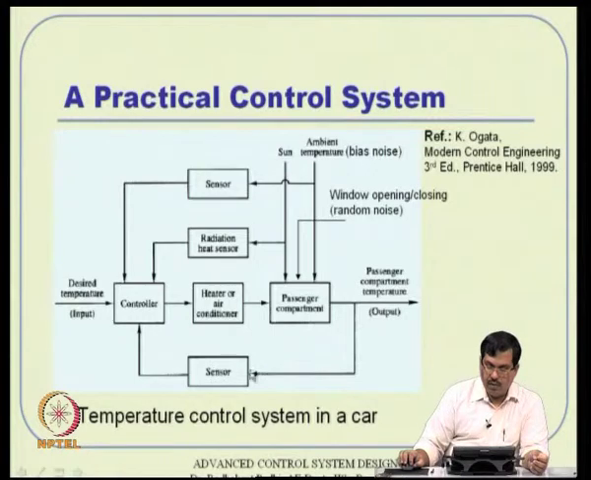So, various sensors are there, and you can think of a desired input, that is what you set. There is a control algorithm, there is a heater or conditioner, which is like an actuator; it will excite something for the system. And then you have various noise inputs in addition to the control input, such as sun radiation and ambient temperature, and sometimes window opening and closing. Okay, that you can think of as some sort of random noise. So, all these things go into the system for a practical control system design. Okay. So, this is one example.